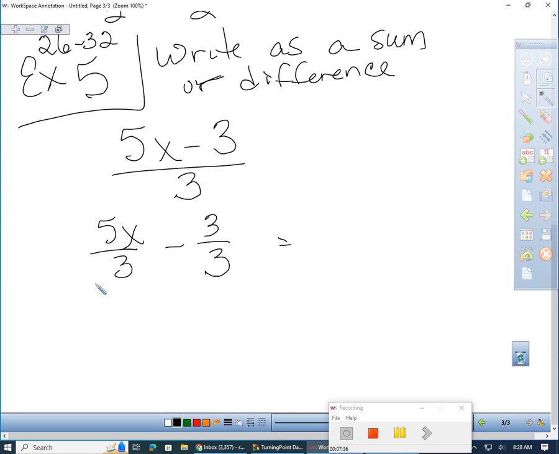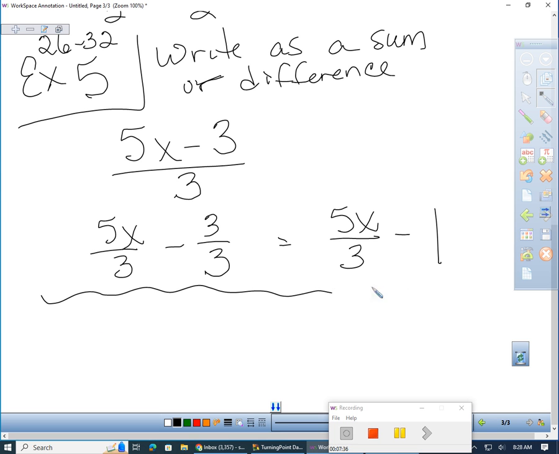All right, can I reduce the first fraction? No, 5x over 3 doesn't reduce. What about 3 over 3? That is 1, I agree. This would be your final answer, 5x over 3 minus 1.